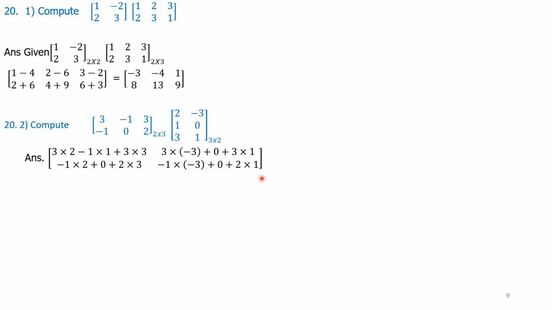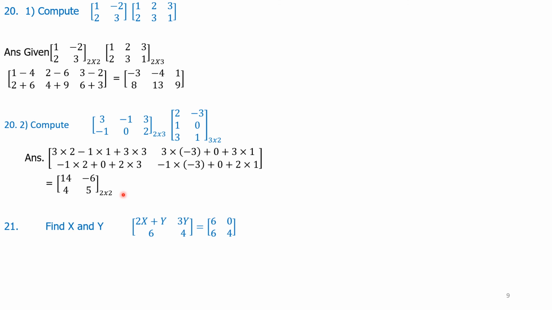Hence, simplifying, we get 6 plus 9 minus 1 is 14, minus 6, 4 and 5. That is, the resultant matrix is 2 by 2.